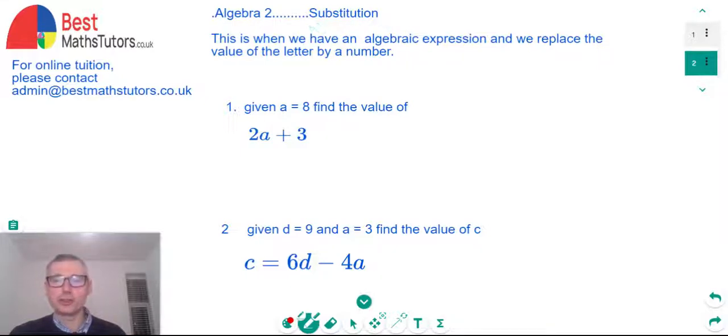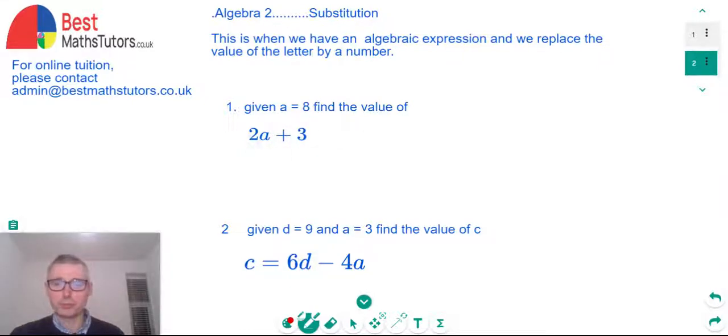So substitution is when we have an algebraic expression or an equation and we replace the value of a letter by a number. Because basically when we've got algebra, that's what we are doing. We're using letters to represent numbers. So I've got quite a few examples here where I'm going from simple examples up to more difficult ones. And I'd recommend that you stop the video at various points and try the questions yourself and see if you get the right answers.